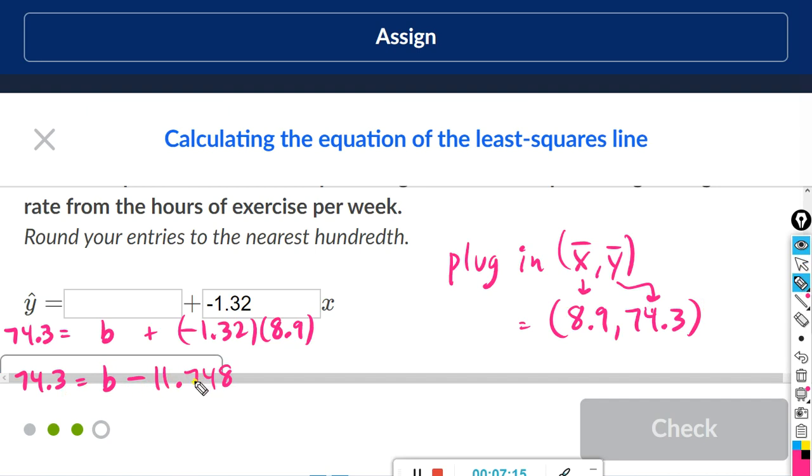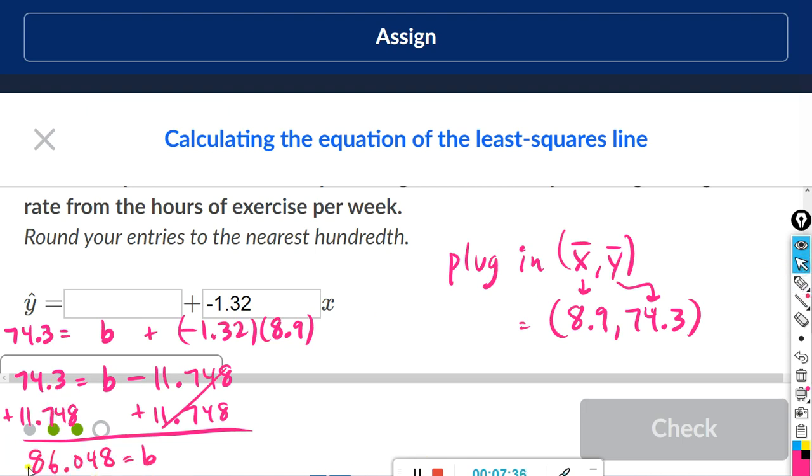In order to solve for B, I'm just going to add this to both sides. So plus 11.748, plus 11.748. Okay, it cancels right here. And I'll do this on the calculator. And I get 86.048. Okay, I just added these two numbers.